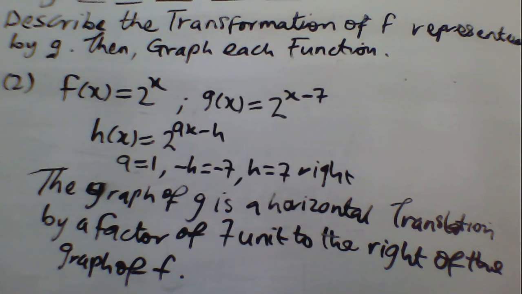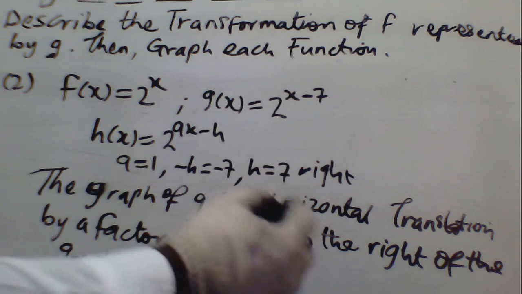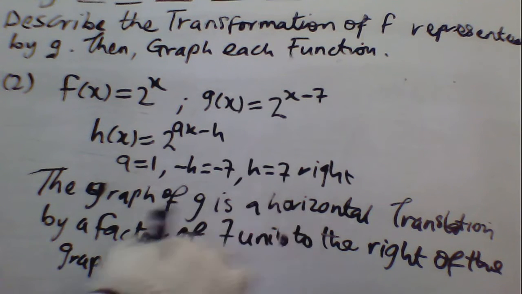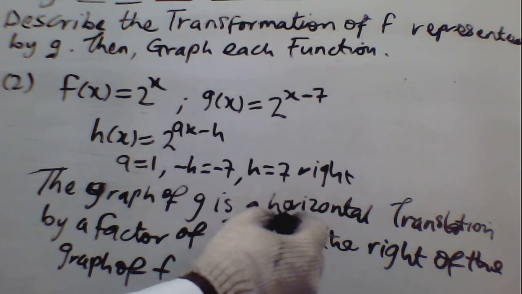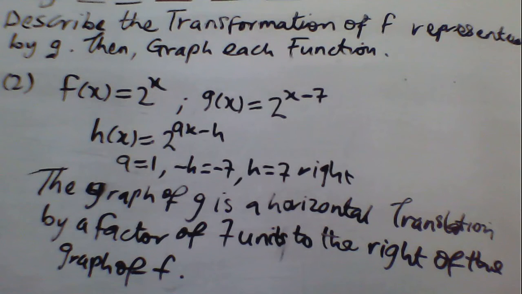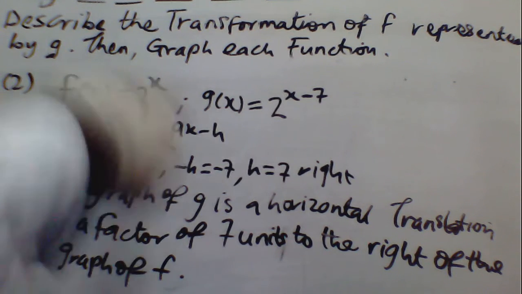So this is what we are required to describe. The graph of g is a horizontal translation by a factor of 7 units. 7 is greater than 1, so it's going to be 7 units to the right of the graph of f. That is it. So the next is to do what? Is to find some points that we will use to plot the graph of f and g.